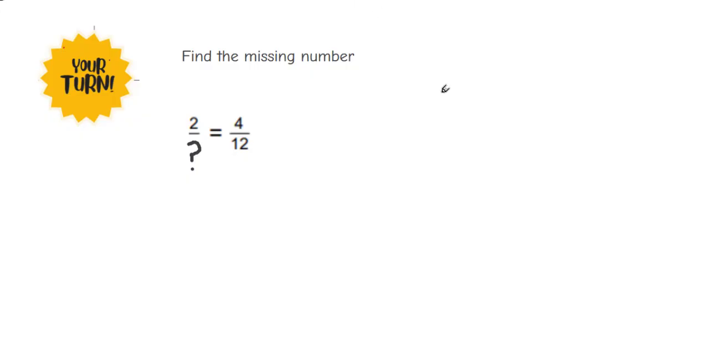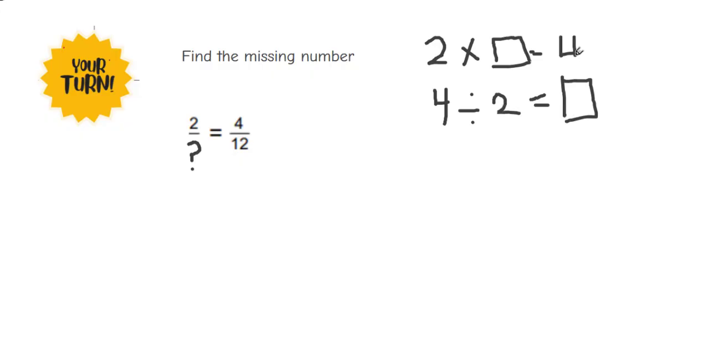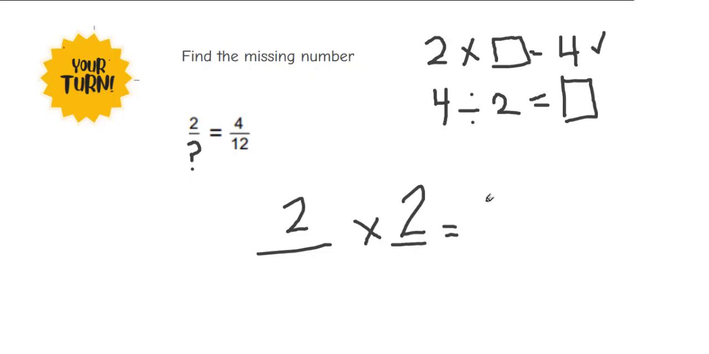You can work this out. If you're really good at multiplication, you may tell yourself 2 times something equals 4, right? Or you could say 4 divided by 2 equals something. So you can use multiplication or division to solve this. It both comes out the same. I'm going to use multiplication. 2 times something equals 4. So I'm going to write this down here. 2 times 2 equals 4.